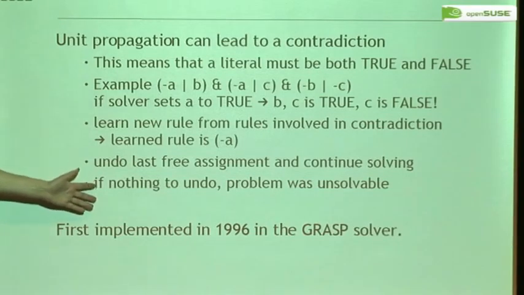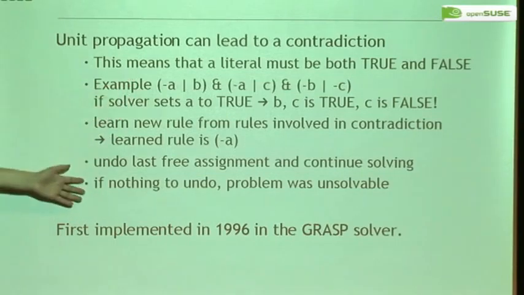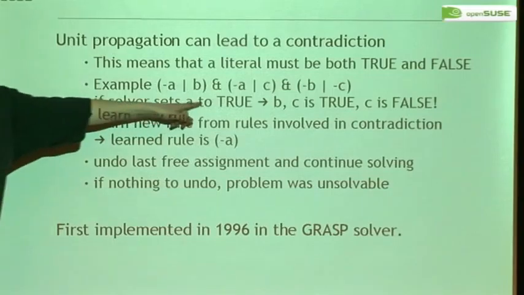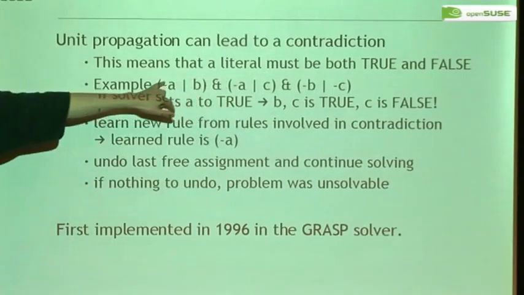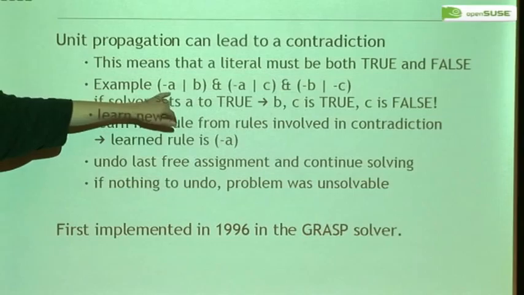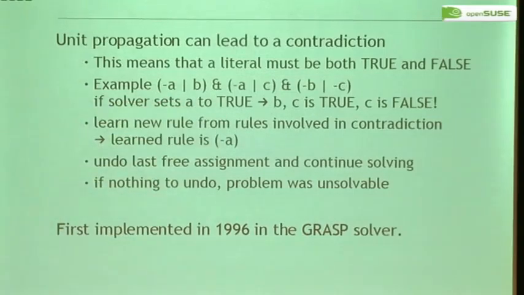And if I can't go back, if I can't undo all steps, then of course the complete problem is unsolvable. In this case I could go back, because the contradiction only occurred if A was set to true. So I could undo the steps that led to the contradiction and then continue solving.